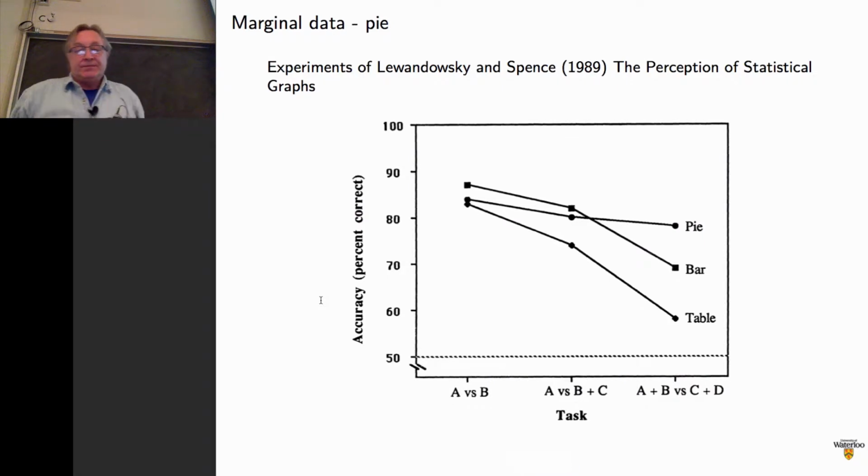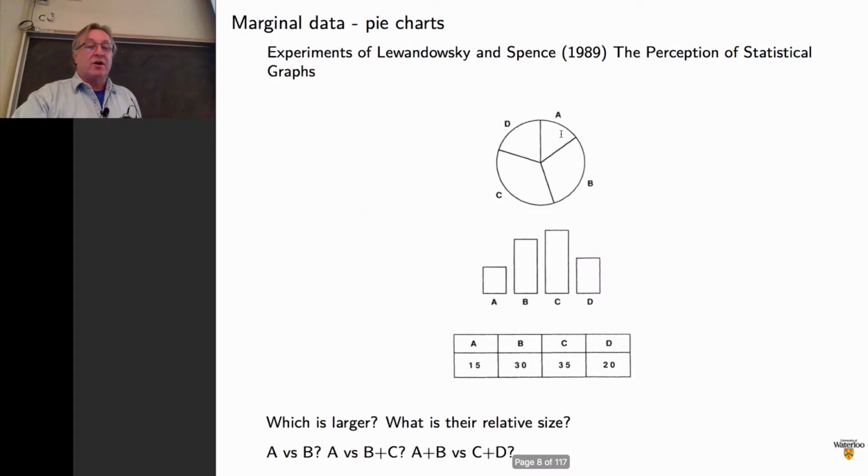The results are, in terms of accuracy, again following along like the Cleveland et al. thing, but the accuracy, as this gets more complicated, A plus B versus C plus D, where you're adding chunks together, the pie chart actually outperforms the bar chart and the table, which is kind of surprising. But maybe not so much when you think about it. Particularly their comparisons are often contiguous, right?